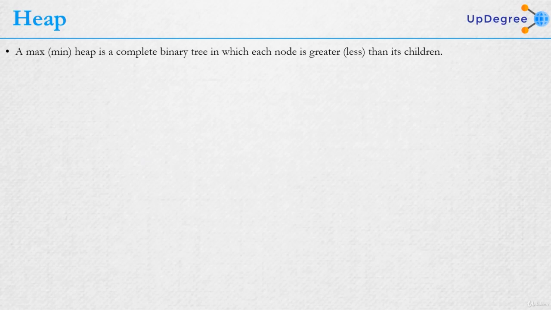A max heap is a complete binary tree in which each node is greater than its children. For example, if you look at the binary tree over here, the node at the root has the value 12, and it is greater than its children. Similarly, the node with value 10 is greater than its children, which is true for every node in this complete binary tree. Such a complete binary tree is called a max heap.